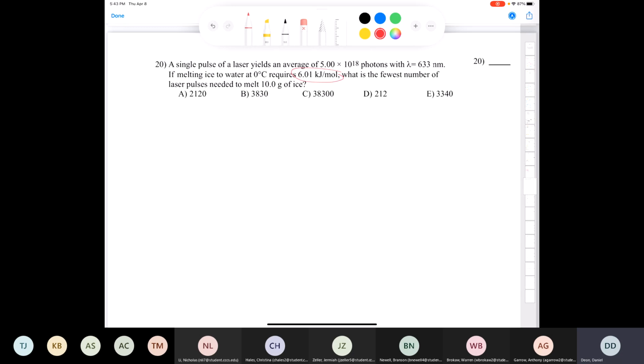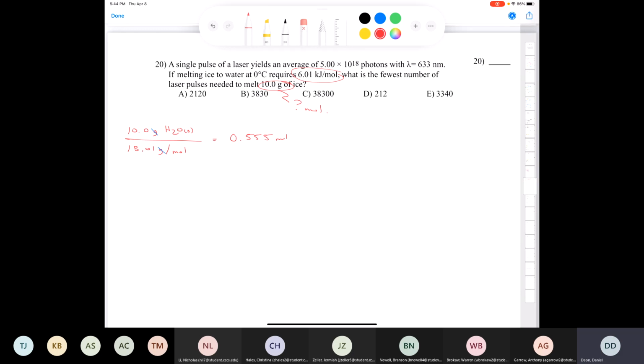If it takes this much energy to melt this much ice, and I know the amount of energy in kilojoules per mole, then the question becomes: how many moles of ice is this? That's where I start. I've got 10.0 grams of ice. Ice is the same thing as H2O, right? So let's say we've got 10 grams of H2O in the solid phase. I just divide that by the molar mass of ice, which is 18.01 grams per mole. This is a very quick calculation. We've seen this many times in the class, and this tells me the number of moles of ice that I have. So I have 0.555 moles of my ice.